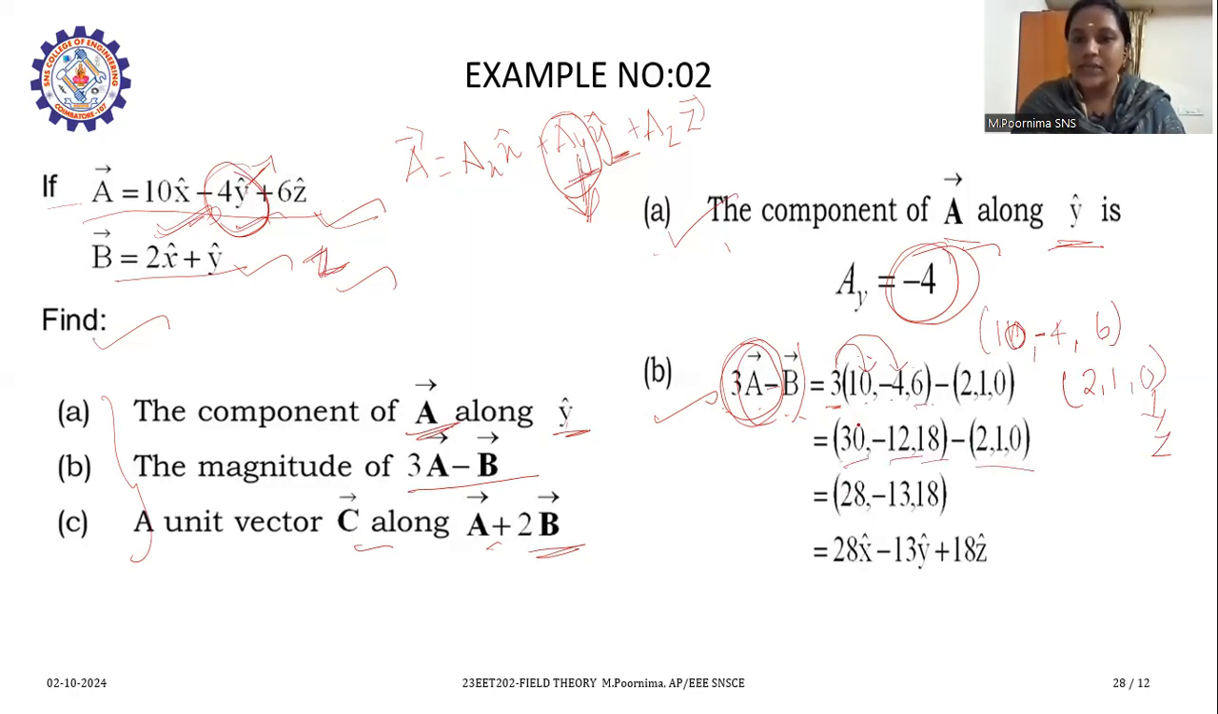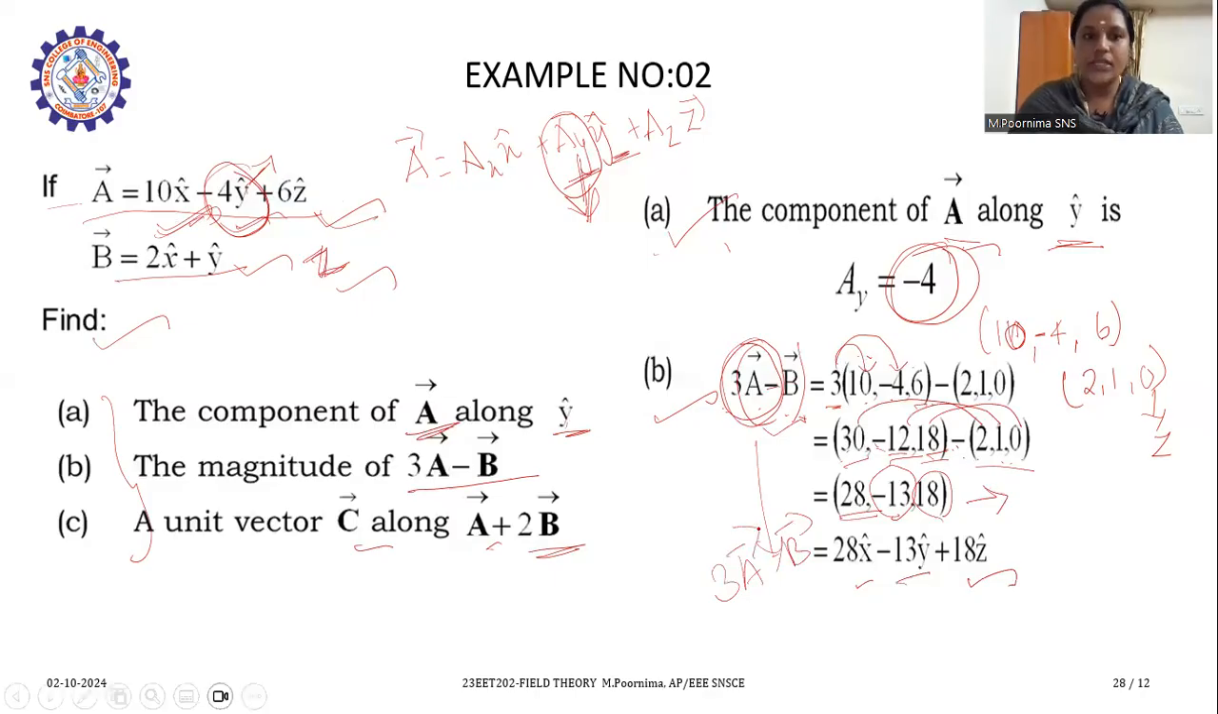Now subtract B component by component. 30 minus 2 is 28, minus 12 minus 1 is minus 13, and 18 minus 0 is 18. So this is the answer for 3A minus B: 28ax minus 13ay plus 18az. This is the new vector for 3A minus B.